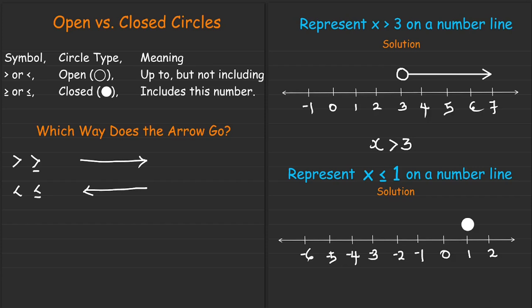And then where is our arrow going to point? It is less than or equal to. So the arrow points to the left. So we move our arrow to the left. And this is going to be our representation. Very, very simple.